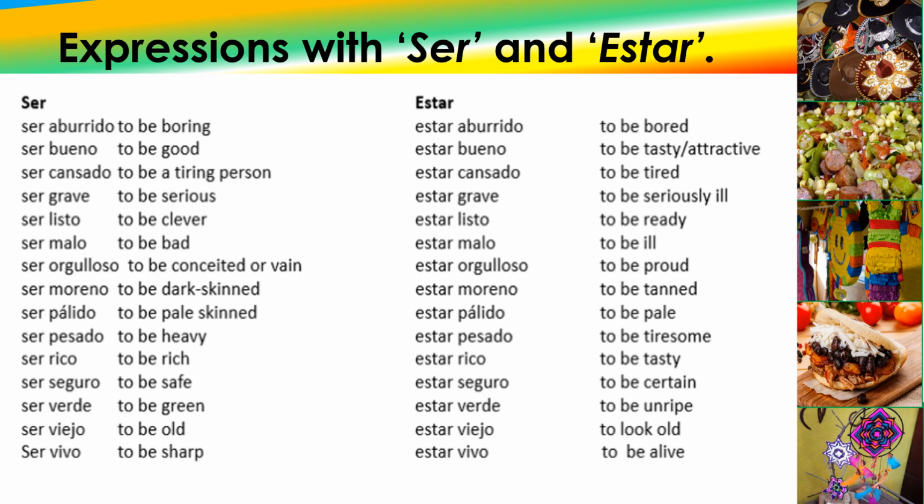So when we're talking about food or something, we use estar bueno, so the meaning changes to be tasty or attractive, something looking good in appearance. Not in characteristic, as in a quality, I should say. Ser cansado, to be a tiring person, but estar cansado means to be tired, okay? To be tired. I'm tired.